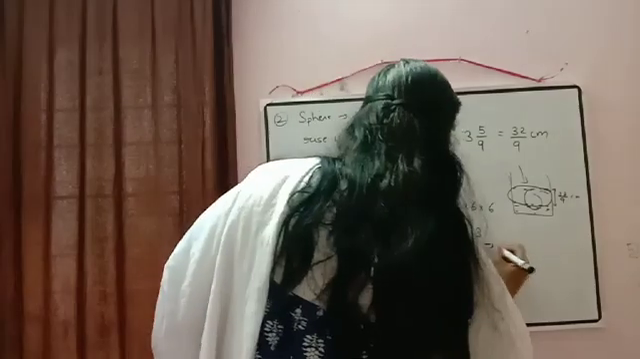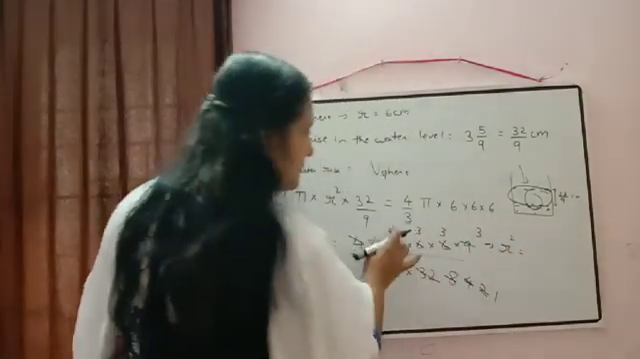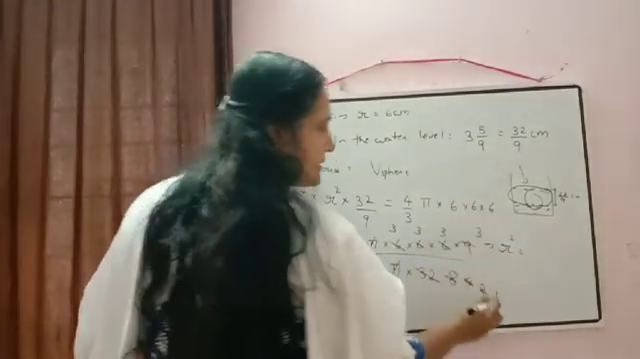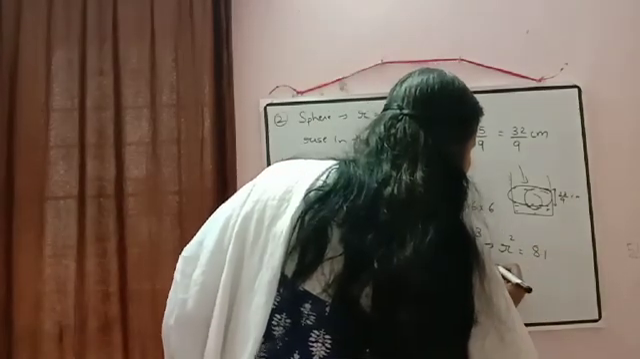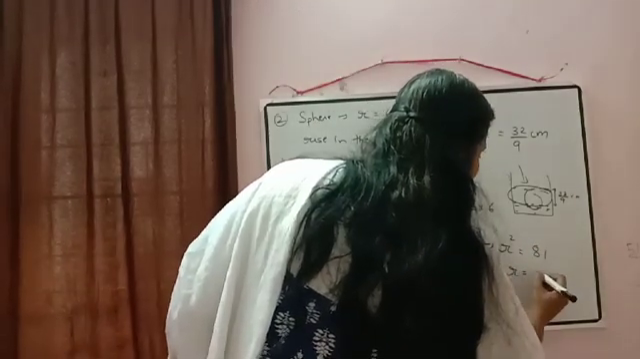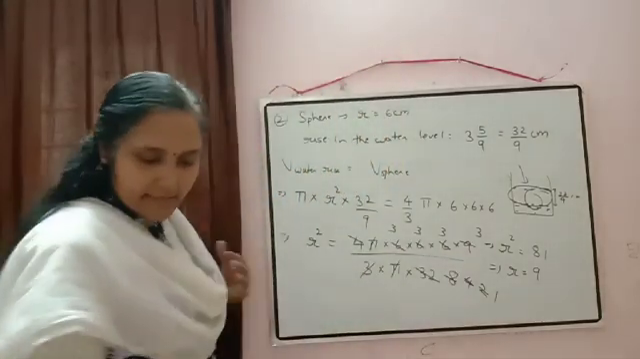So what we are getting here? R square is equal to 3 threes are 9, 3 threes are 9. So we are getting r square is equal to 81. Then r will be equal to 9 centimeter.